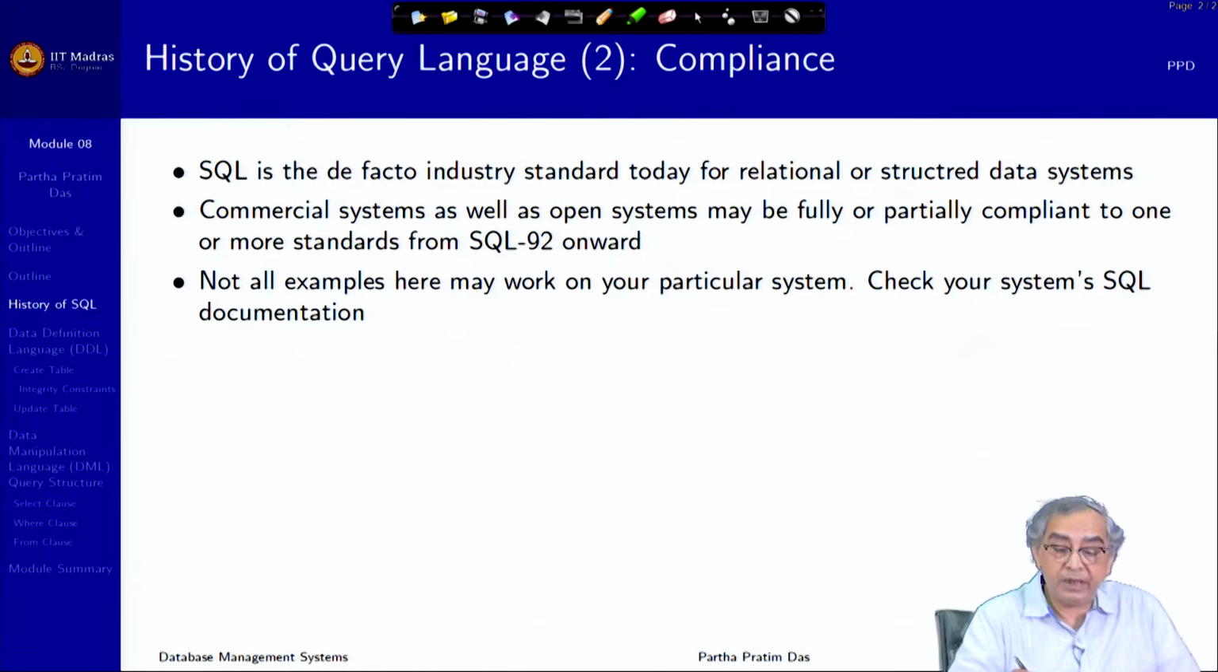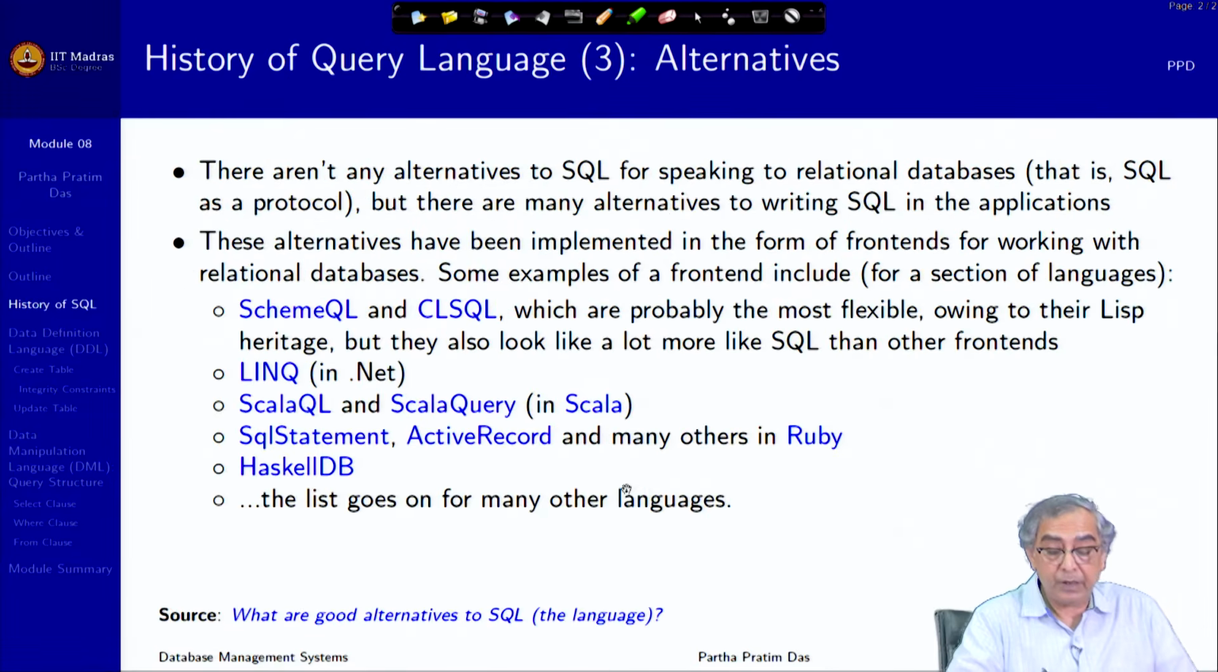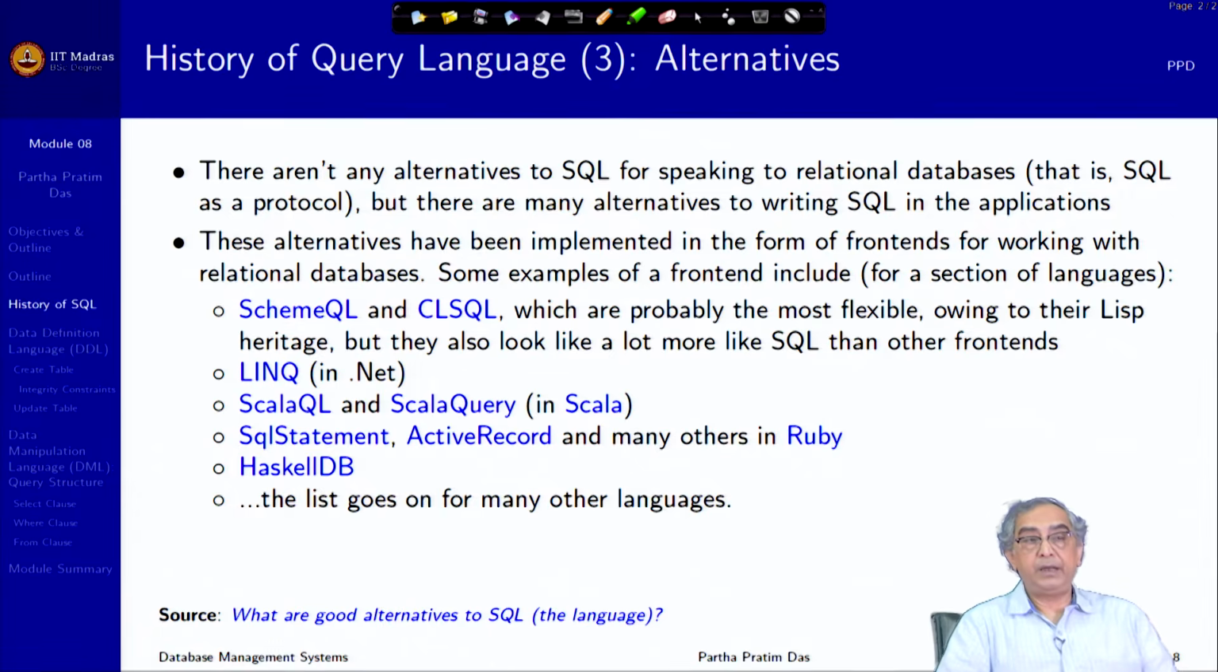This is true for commercial as well as open systems. Now, the question is, are there alternatives to SQL? In the programming language domain, you have several alternatives. You can use C++ or you can use Java, you can use Python. So, you decide what is your application context and choose the language. But incidentally, in case of relational databases, there is practically no alternative to SQL.